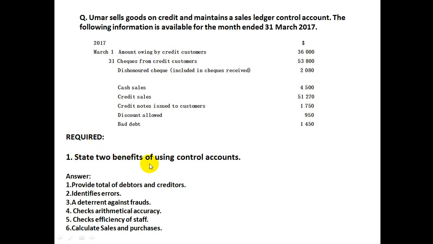Requirement: state two benefits of using control accounts. Answer: six points are listed here. You can give any two benefits. It provides totals of debtors and creditors. It identifies errors. It is a deterrent against frauds, because we can cross-check the sales figures with the individual account figures. It checks arithmetical accuracy. It checks the efficiency of staff.